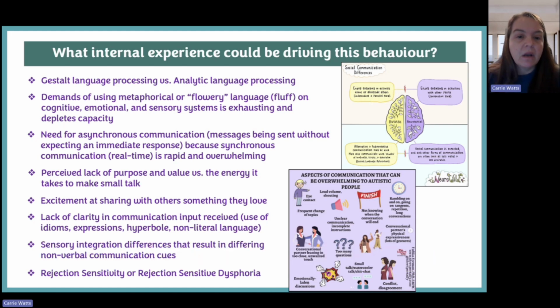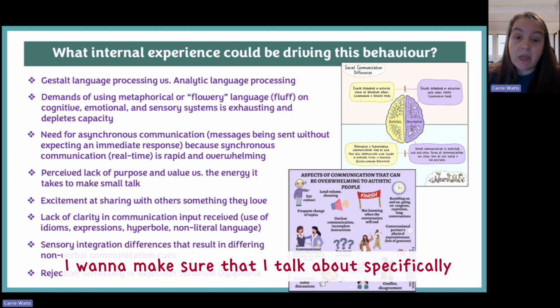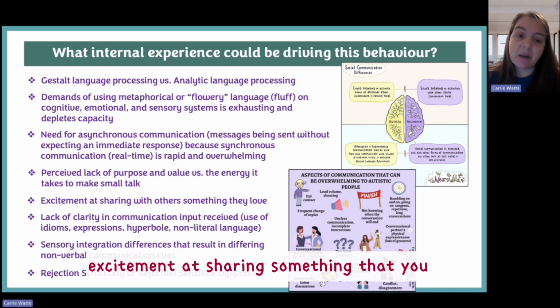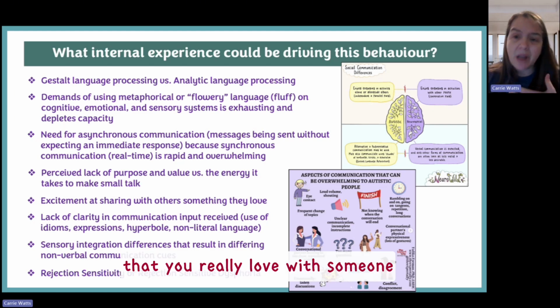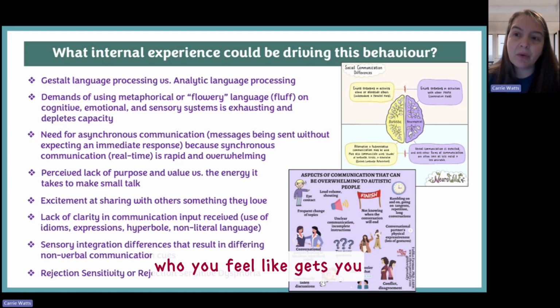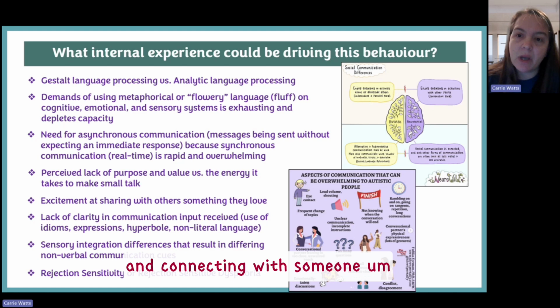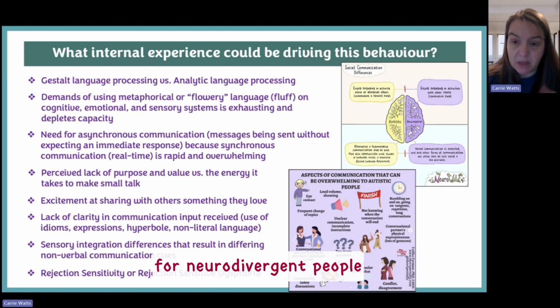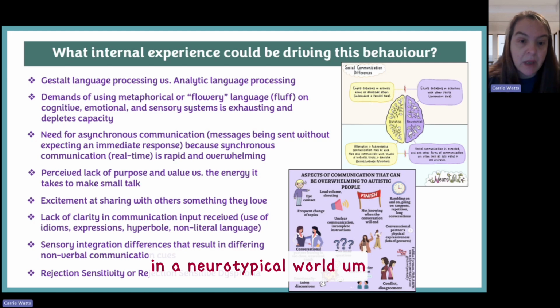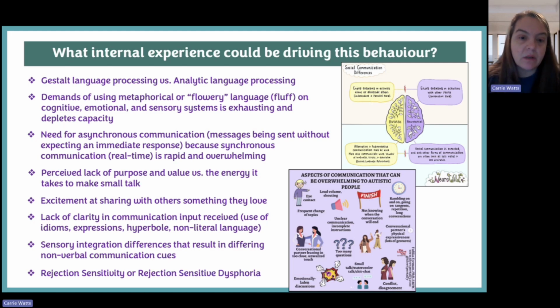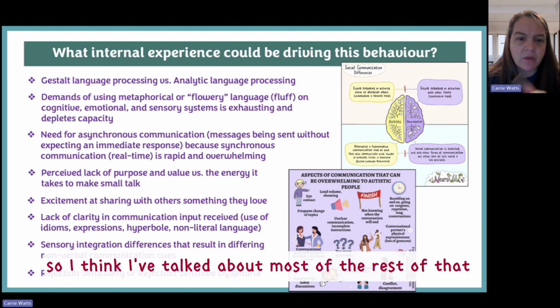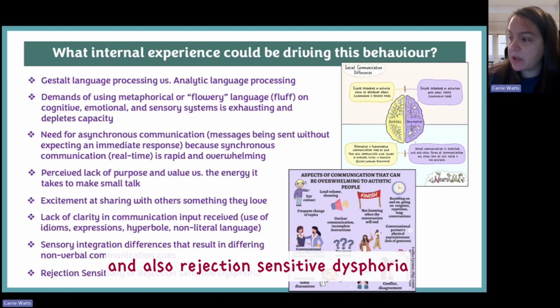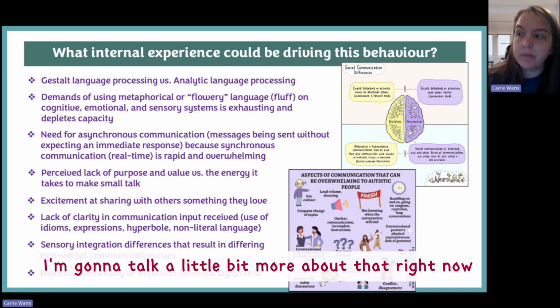And the info dumping thing, I want to make sure that I talk about specifically, because that could be excitement at sharing something that you really love with someone who you feel like gets you, and connecting with someone, which is a very rare experience for neurodivergent people in a neurotypical world. So I think I've talked about most of the rest of that. And also rejection sensitive dysphoria. So I'm going to talk a little bit more about that right now.